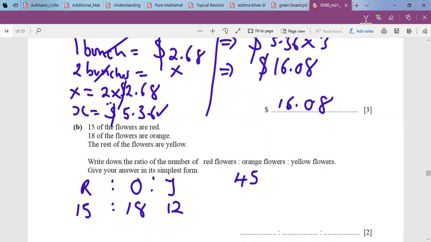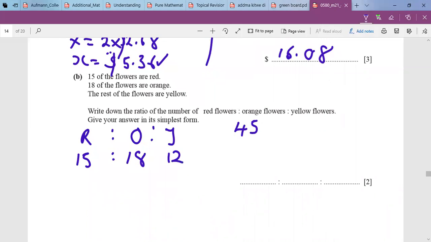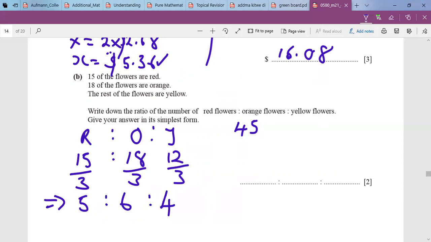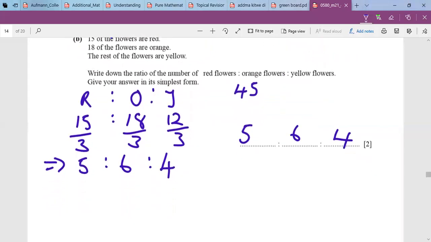Now, write down the ratio of the number of red flowers, orange flowers, and yellow flowers. Give your answer in its simplest form. So we need to reduce by finding the highest common factor, which I think would be 3. Don't worry, even if it's not the highest common factor, you can still reduce it. This gives us 5, this gives us 6, and this gives us 4. Can we find any common factor other than 1? No. So this is our ratio: 5 : 6 : 4. We move to the next question.